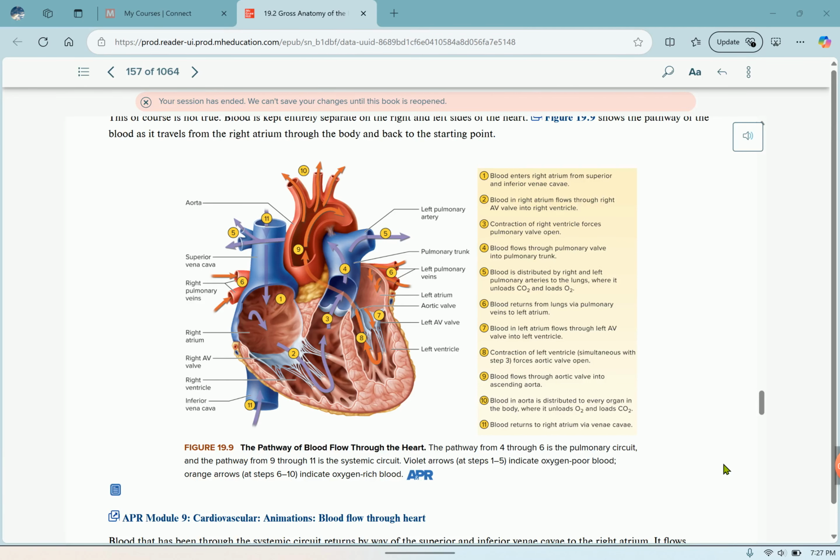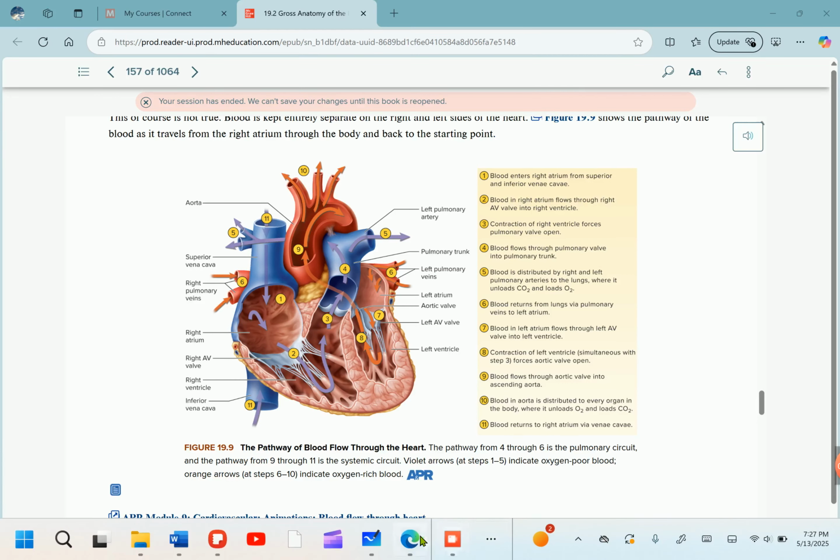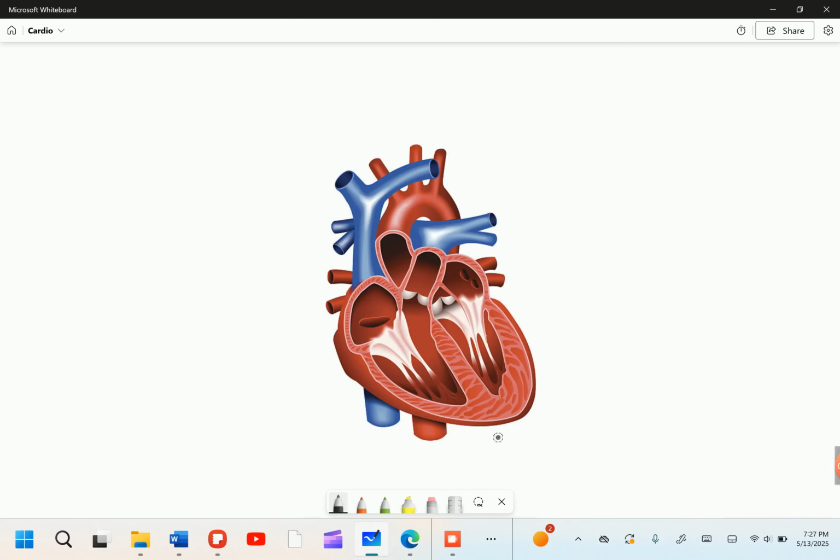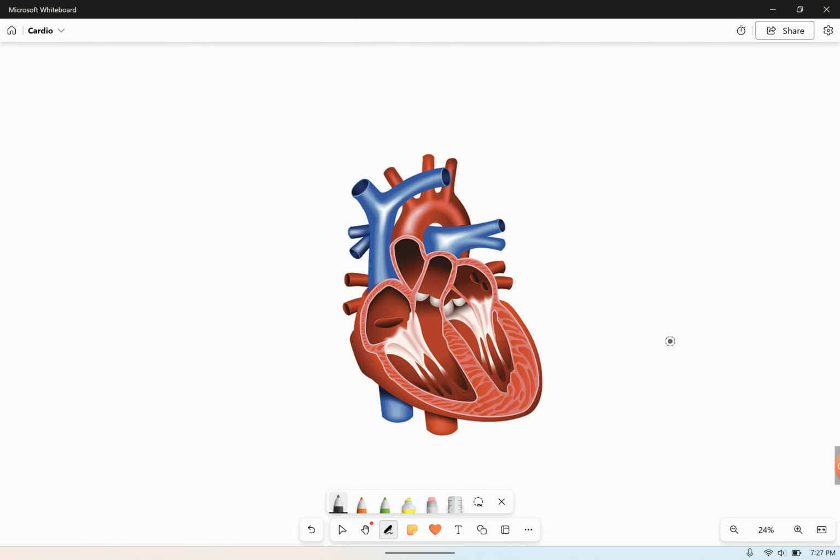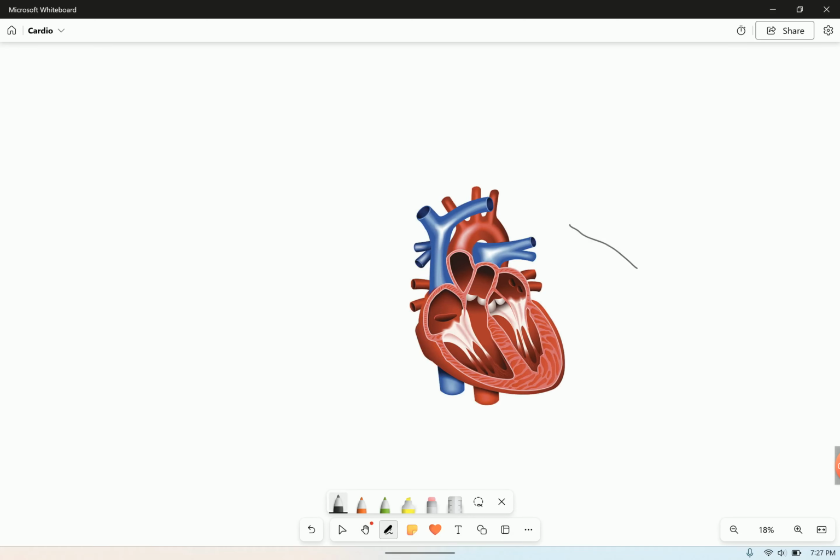In this section, we're going to look at blood flow through the heart. So on a separate piece of paper, I'm going to do a diagram. So let's go ahead and get to that diagram. And this would be, let's say, my version of blood flow through the heart. And we're going to draw that out.